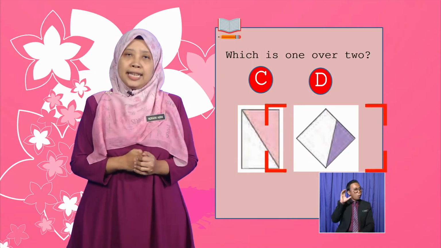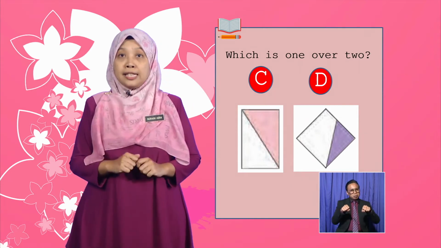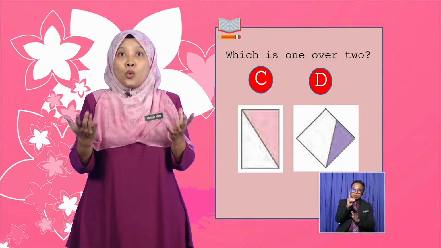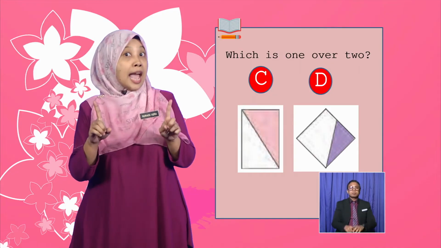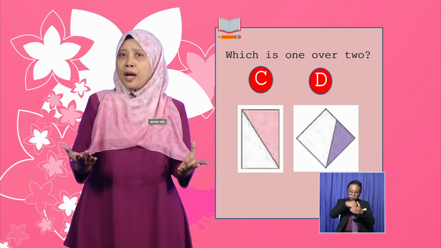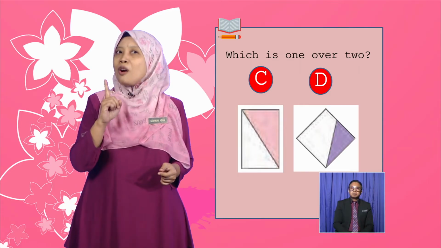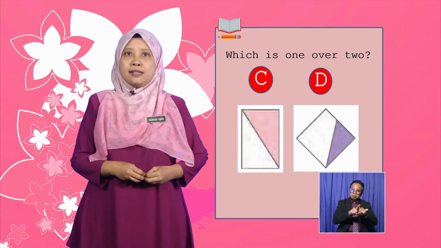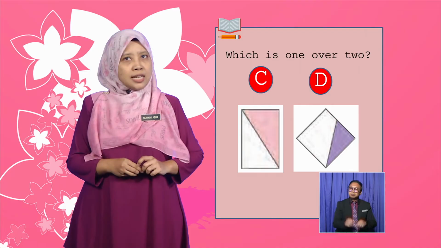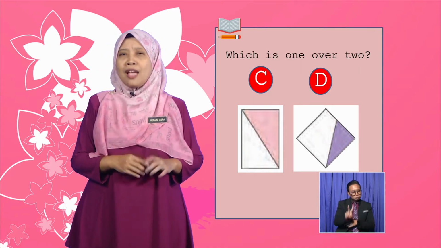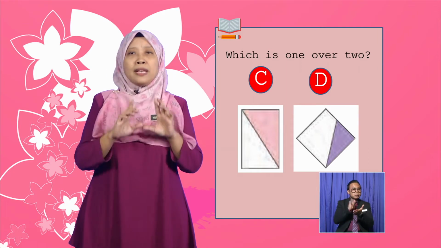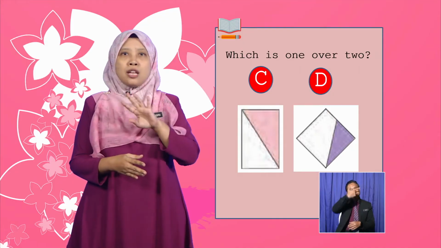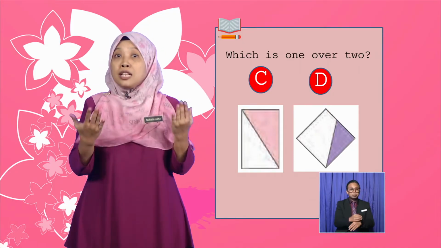Look at picture D. Can we consider this as 1/2? Picture D shows a square. Oh, it has been divided into 2 parts as well. However, both parts are of different sizes. Can we consider this as 1/2? Well done! This shape cannot be considered as 1/2 because the shape of both parts is not equal.